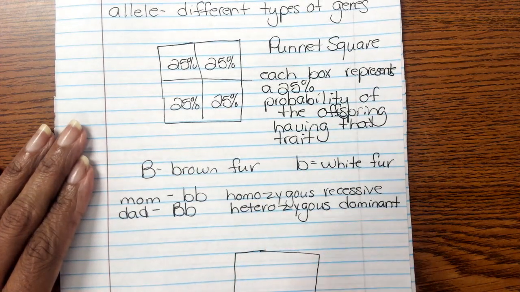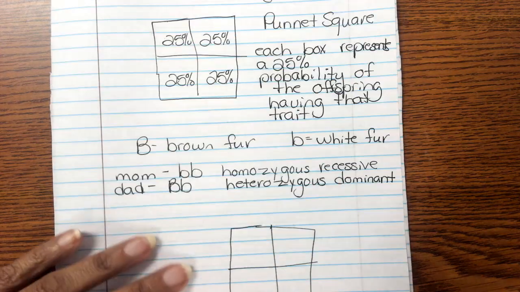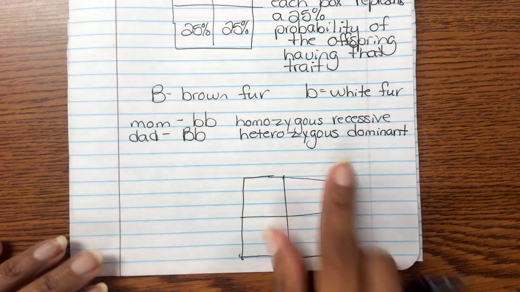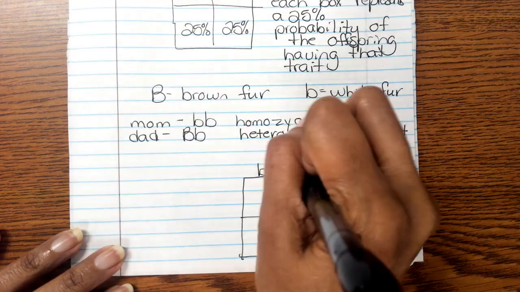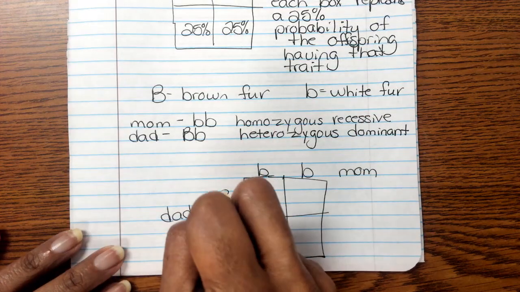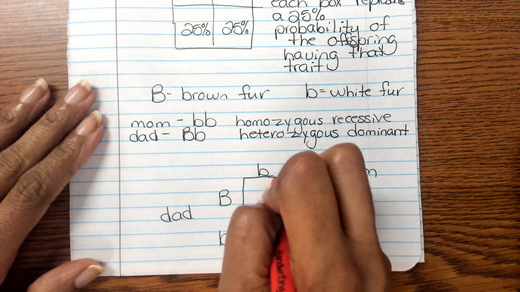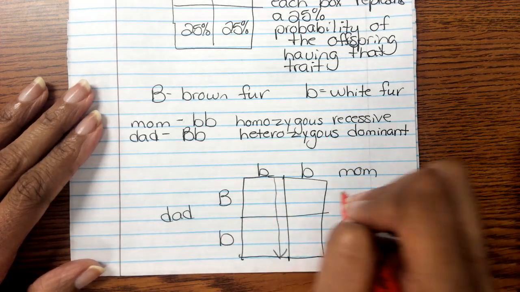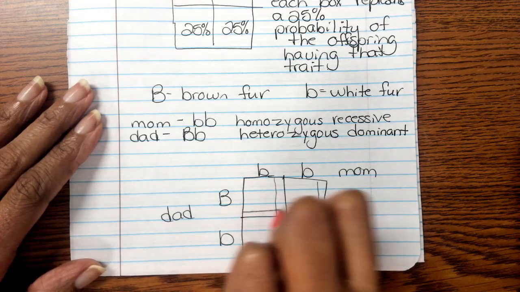It doesn't matter where you put mom or dad. I'd like to put mom across the top and then dad along the side. So this is mom. She's little b, and then dad is big B, little b. Now, the offspring gets one trait from each parent, or one gene, I'm sorry, from each parent. So you bring down the little b's, and then you bring these across.